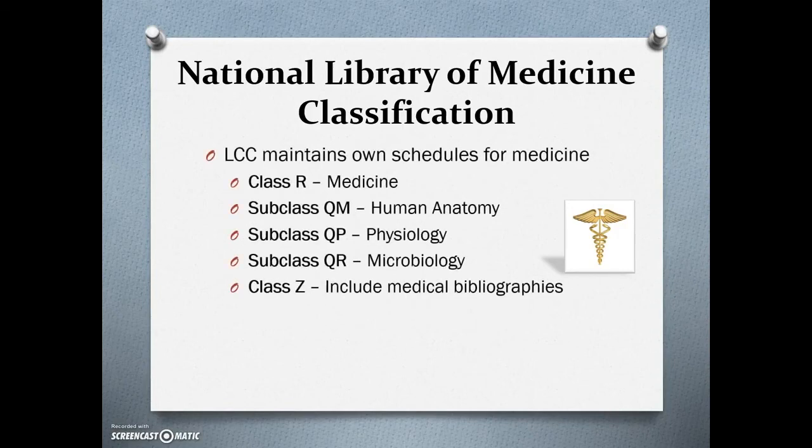It's important to note that the Library of Congress does maintain its own schedules for medicine-related and general reference materials, and those are located at the following classes and subclasses. You have Class R, which is medicine, subclass QM for human anatomy, QP for physiology, QR for microbiology, and in Class C you will find medical bibliographies included there. Materials that fall outside of the NLM's purview are usually classed using the Library of Congress's classification system.